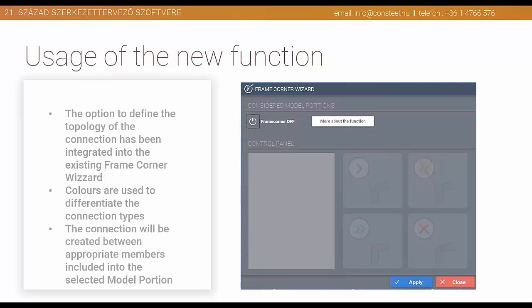Different types of structures, components, beams, and columns can be placed into model portions. When a model portion is selected and the type of connection is selected, there will be an automatism running behind. It will check whether, between elements included in the selected model portion, the selected type of connection can be placed or not. There are criteria for when the connection can be placed.